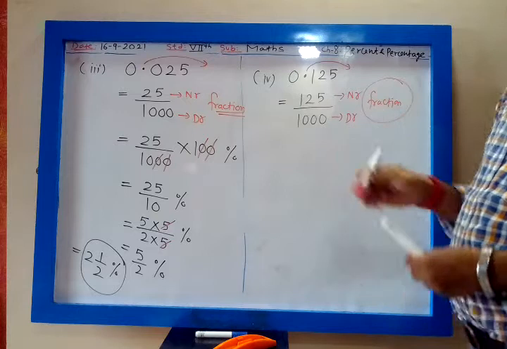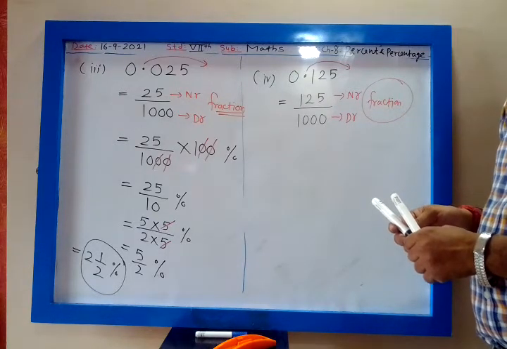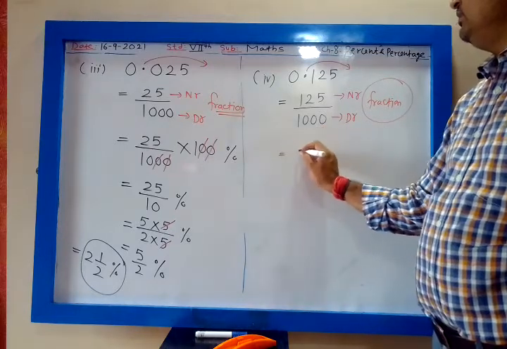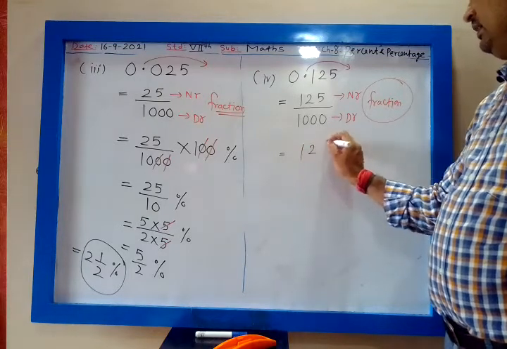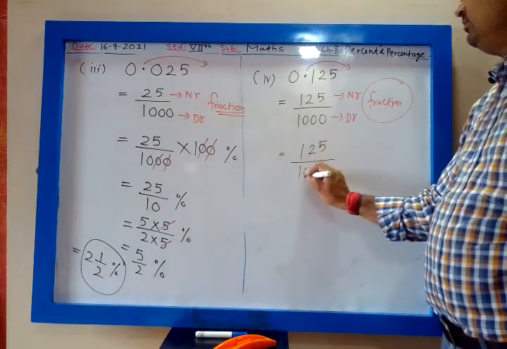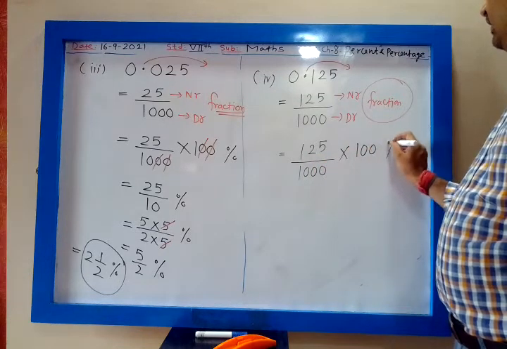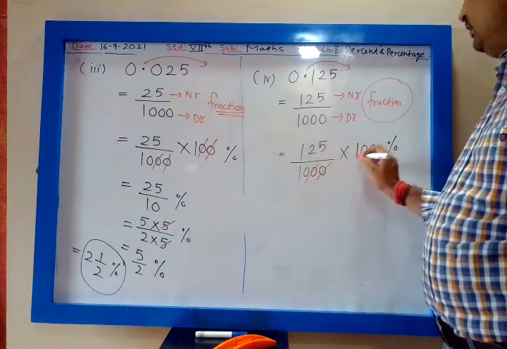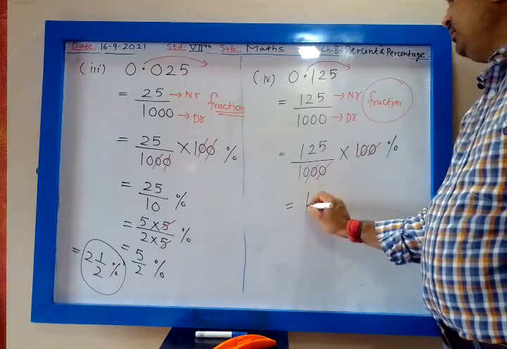So once you get the fraction, how will you convert fraction into percentage? Tell me anybody. Multiply by 100. 125 upon 1000 multiplied by 100%. Then you cancel the zeros, zeros get cancelled, 125 upon 10, 125 upon 10%.